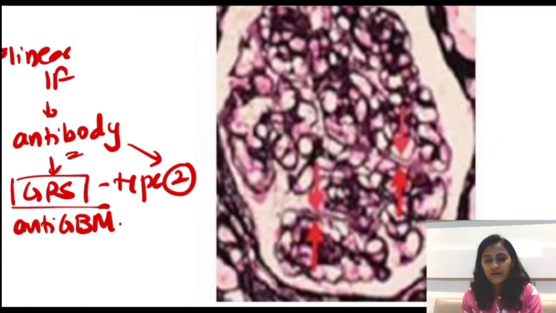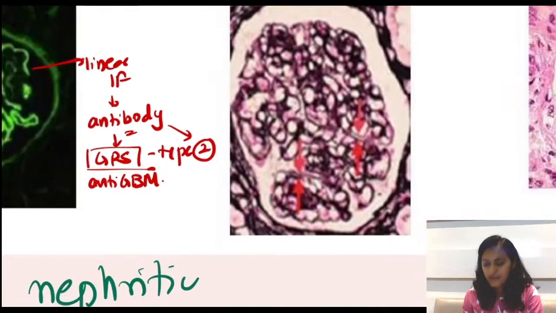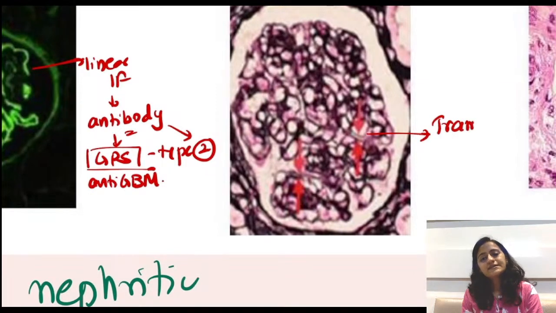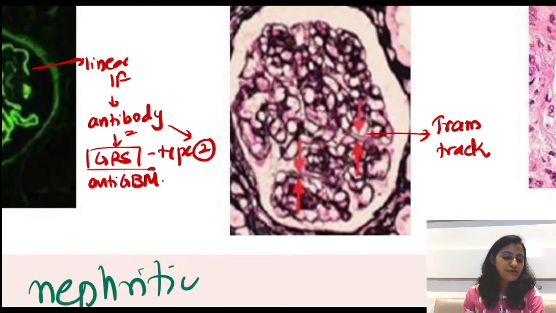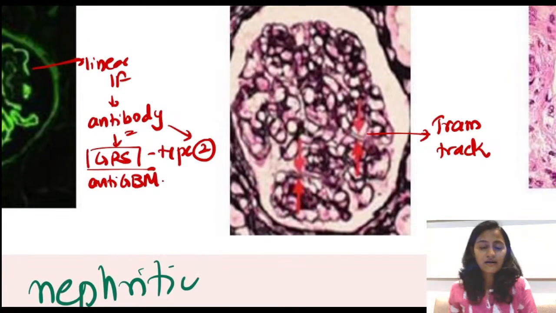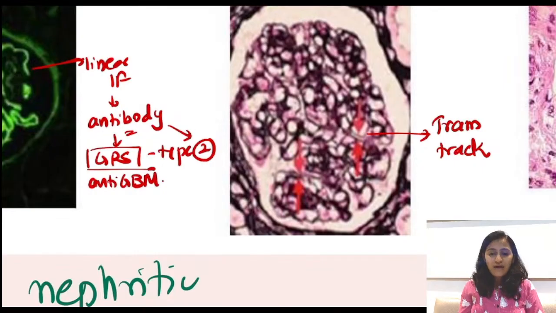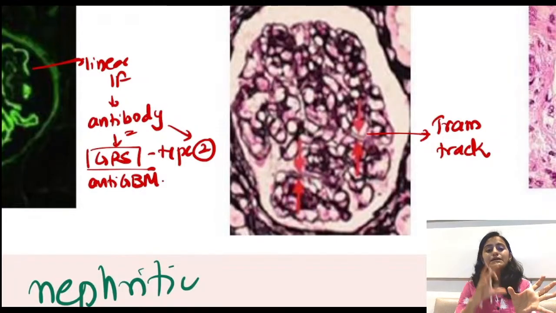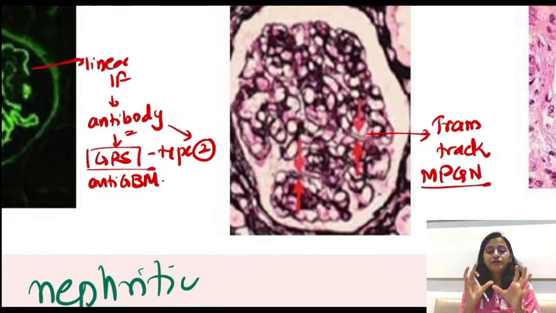Look at the next one. What appearance are we seeing here? Can you see this double line appearance here basically? Right, the double line appearance. Wherever you have this double line appearance, what is it called? It is called tram track appearance. So where do you see the tram track? Tram track is two words. So which is the two-words one? Membranoproliferative. So remember, this is membranoproliferative glomerulonephritis, where you see the tram track appearance. So two words tram track, two words membranoproliferative.